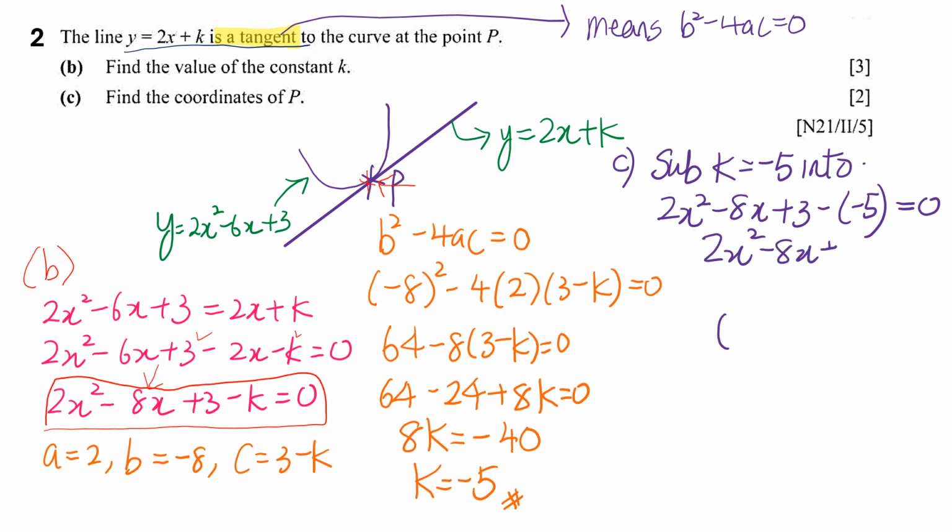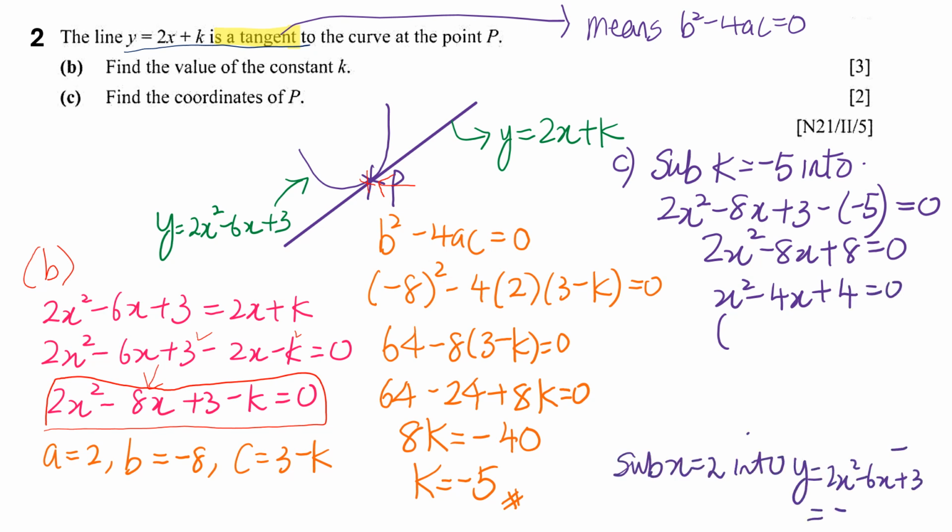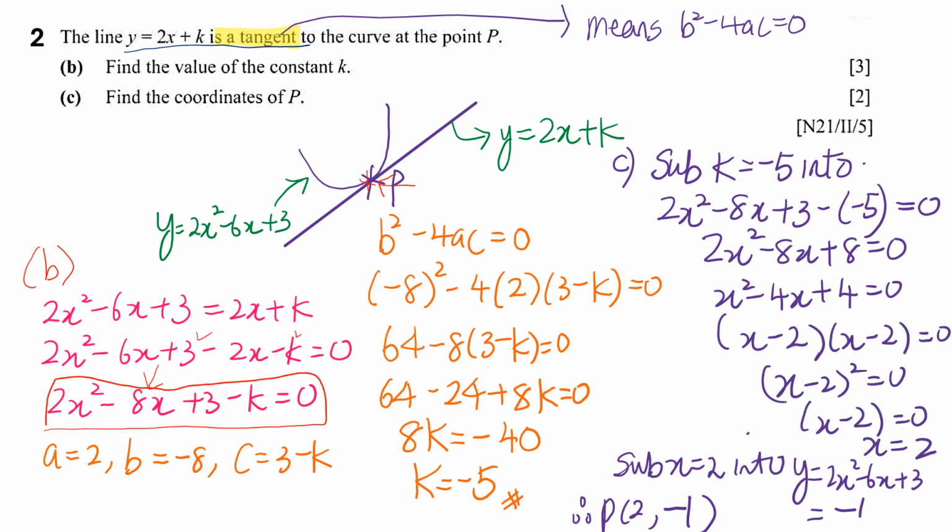Okay, so that's simplified it. Divide by 2 throughout to get x squared minus 4x plus 4. Factorize it. Oh my god, all the animations are wrong. Never mind. We factorize it.